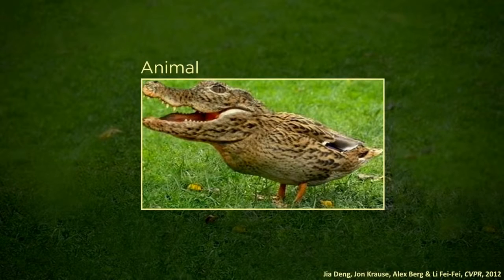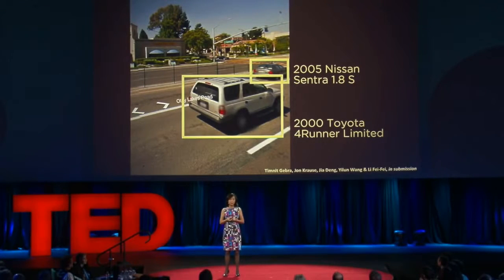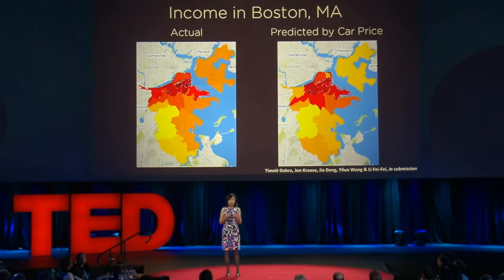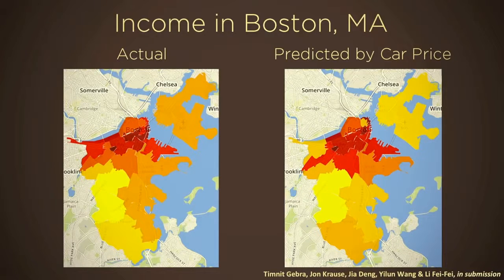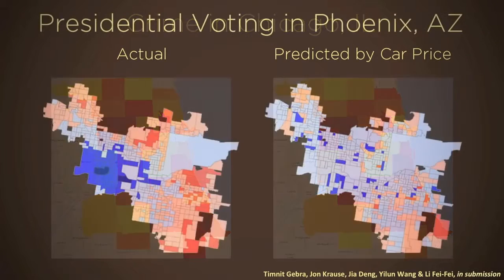But other times, our computer algorithm is remarkable at telling us what exactly the objects are, like the make, model, year of the cars. We apply this algorithm to millions of Google Street View images across hundreds of American cities. And we have learned something really interesting. First, it confirmed our common wisdom that car prices correlate very well with household incomes. But surprisingly, car prices also correlate well with crime rates in cities or voting patterns by zip codes.